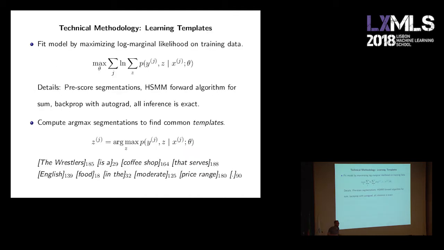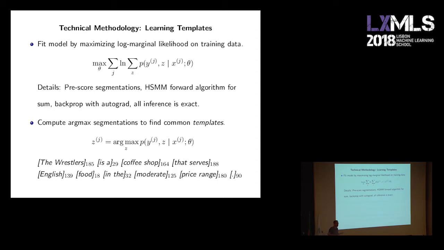We're just going to fit this model using maximum likelihood. In particular, we're going to maximize the log marginal likelihood of this model. We're going to do so by maximizing over all of our training examples J. And we're simply going to sum out over all segmentations, all ways of kind of fitting a template to the data itself. And in fact, we can actually do this exactly.